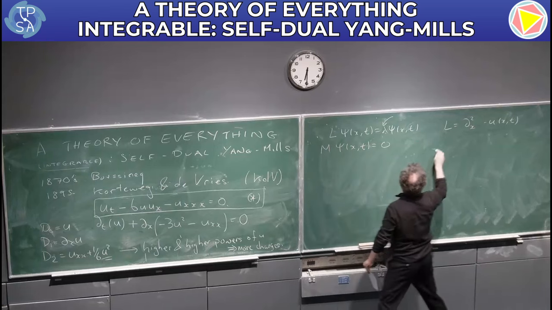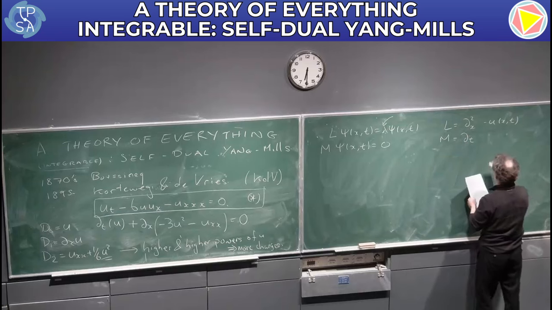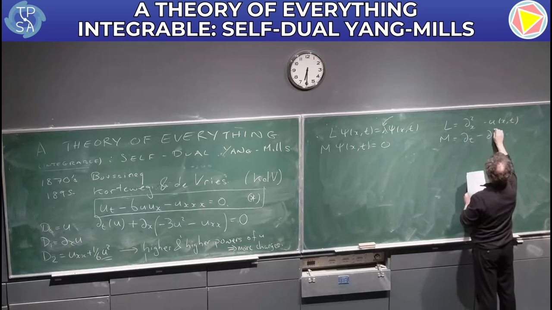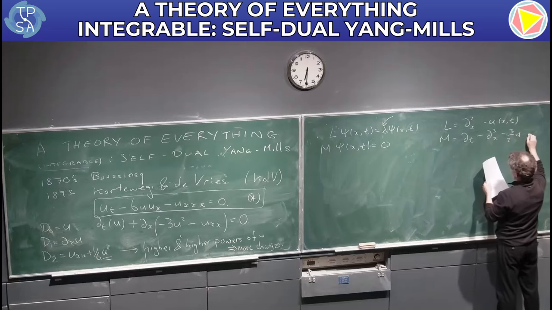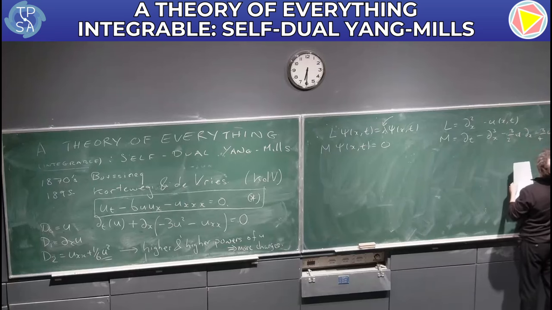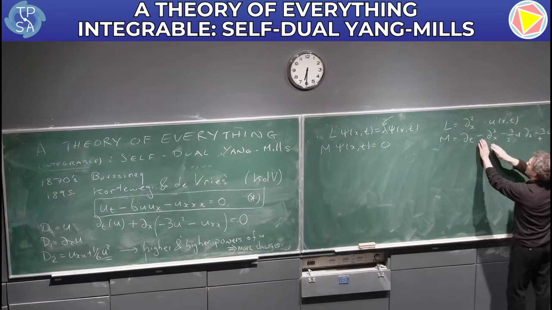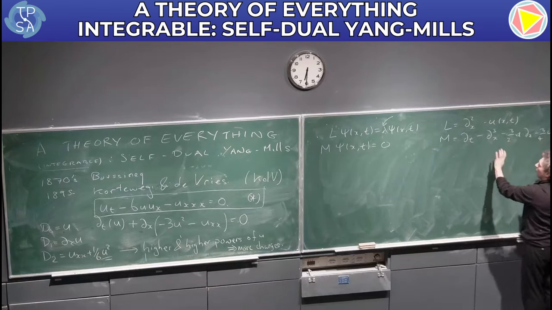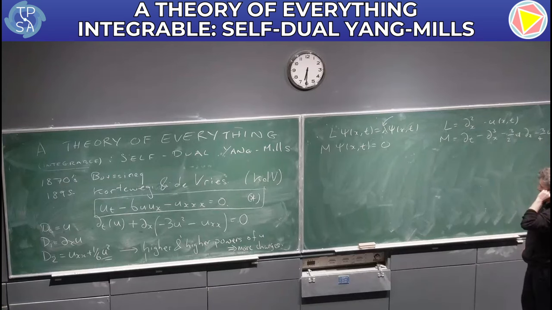And then I can introduce another operator M, that is dt, this one is a bit more complicated. The specifics really do matter. These numbers are very, very important, but obviously in this particular context, you can't check.